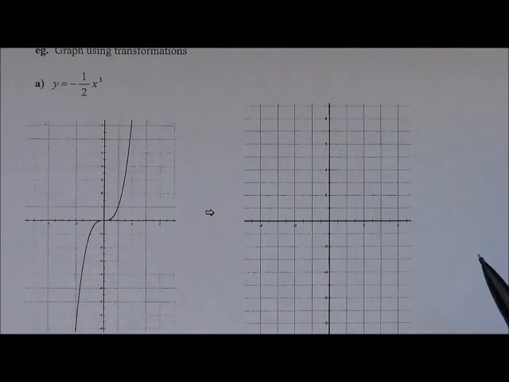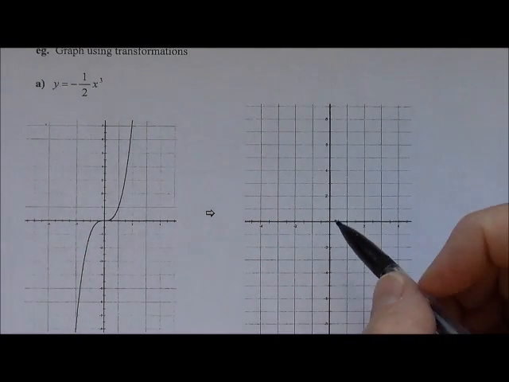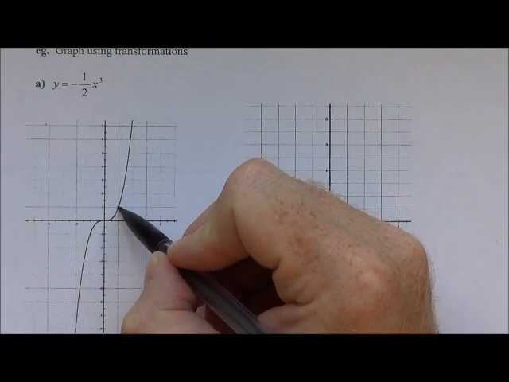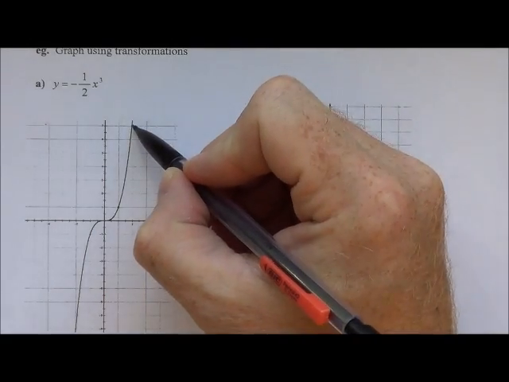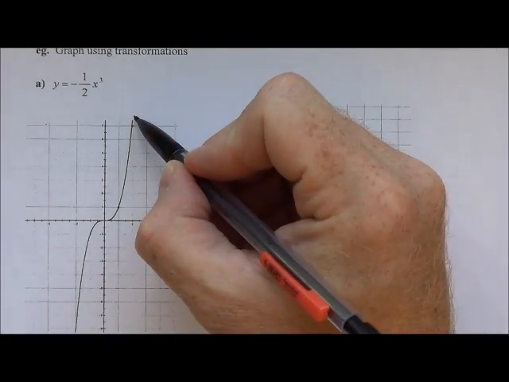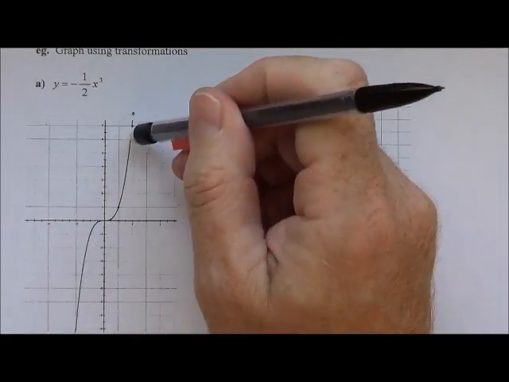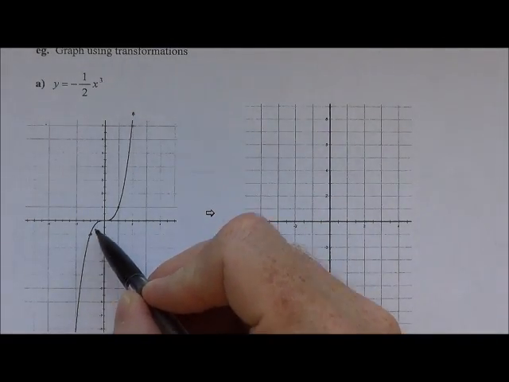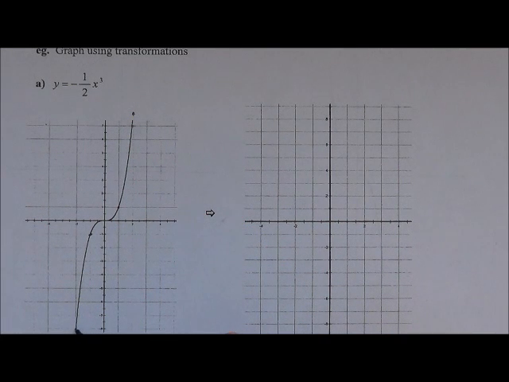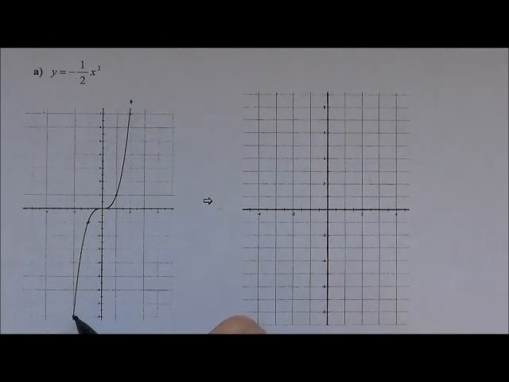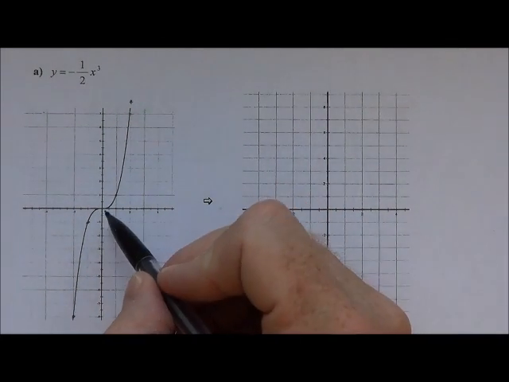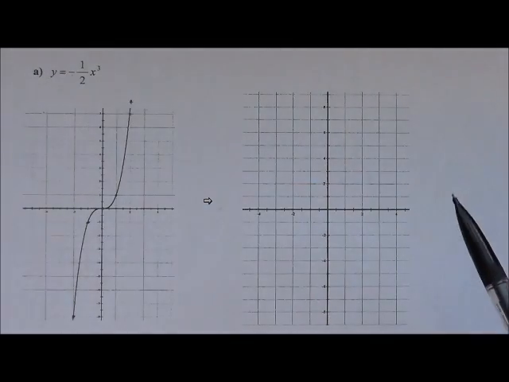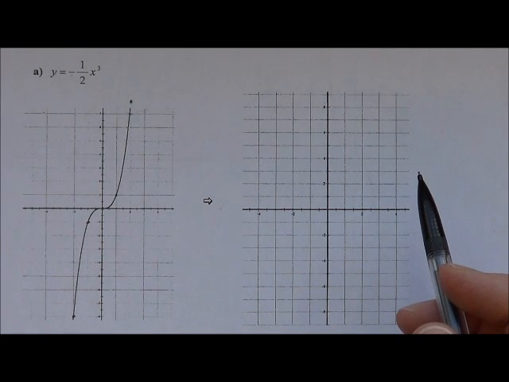So I'll just briefly go through this very quickly, and we see that we've got points here. We've got 1, 1 and 2, 8. Oops, that's not 8. 8's up a little bit higher. And again, -1, -1. And over here is -2, -8 down at the bottom. And of course, right at the vertex is 0, 0. So the negative, that's reflection in the x-axis.